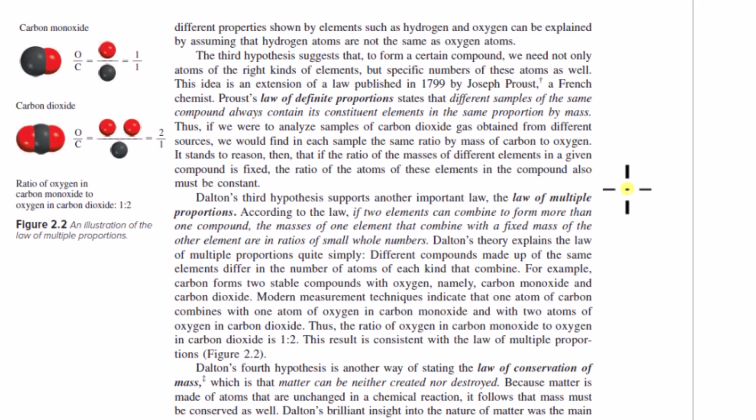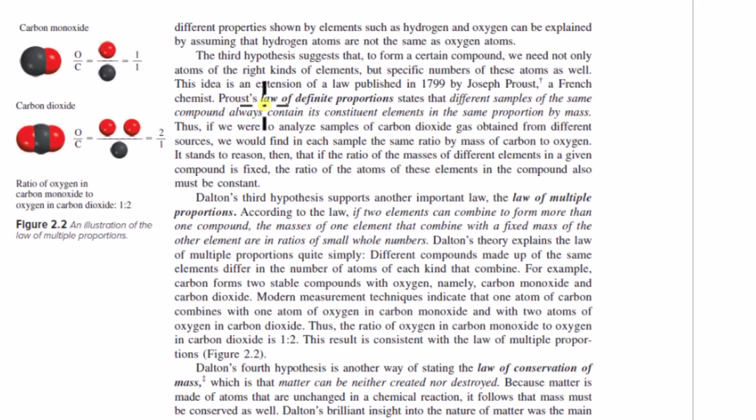However, it's not like these laws aren't important today. I mean, the law of conservation of mass, we still do physics and chemistry with that law as one of the foundations. But just keep in mind, we're still doing sort of a history lesson here, in that late 1700s, early 1800s period. So the third hypothesis by Dalton suggests that to form a certain compound, we need not only atoms of the right kinds of elements, but specific numbers of these atoms as well. This idea is an extension of a law published in 1799 by Joseph Proust, a French chemist.